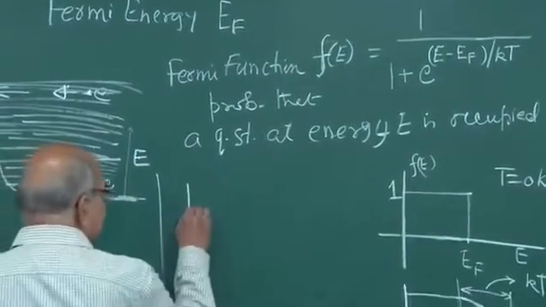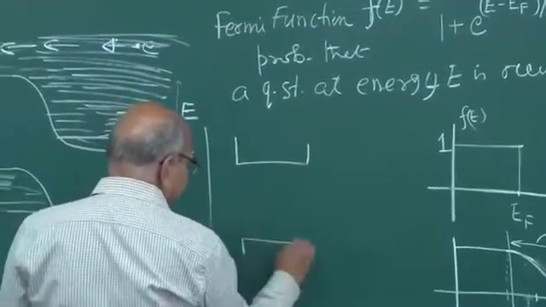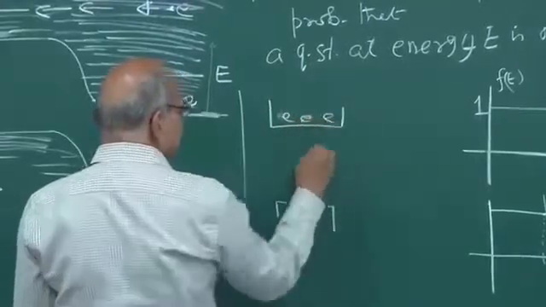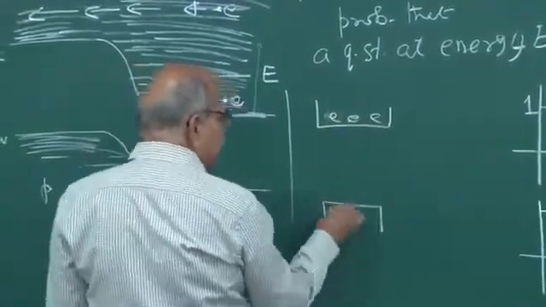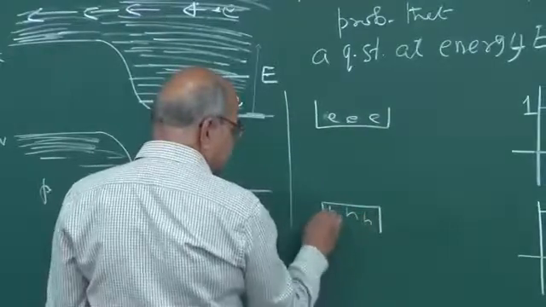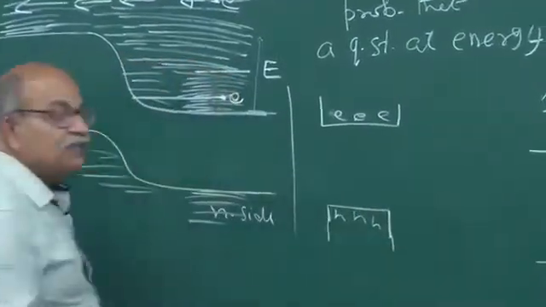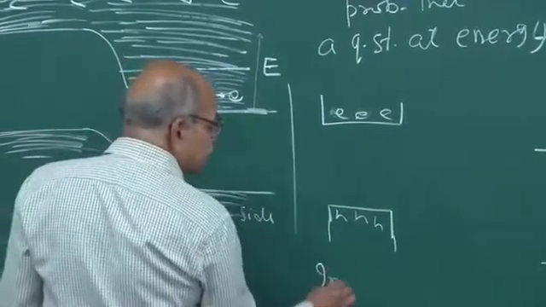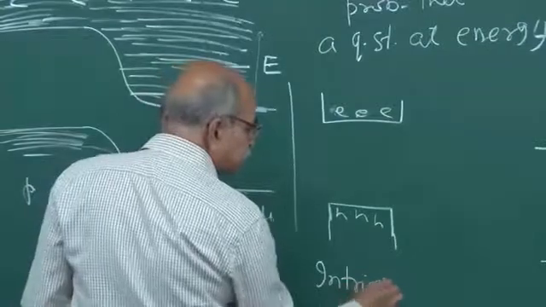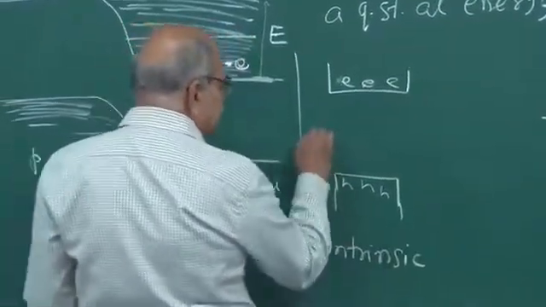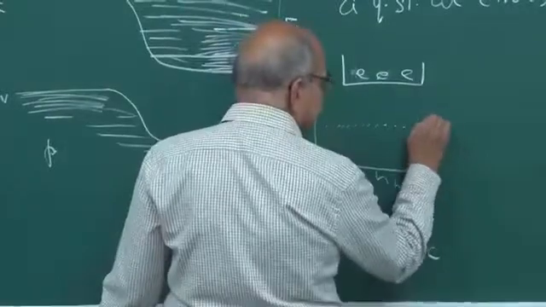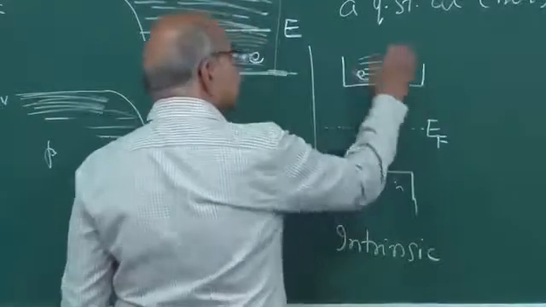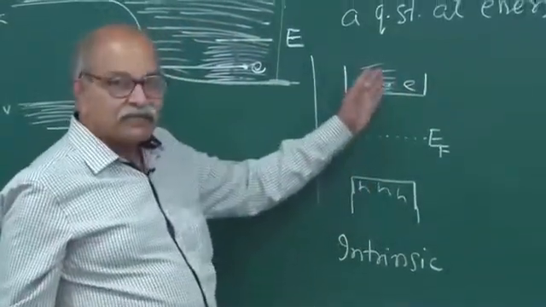So in an intrinsic semiconductor, you have a small number of electrons here, only because of thermal excitation: some electrons jump from there to there, and you have some holes here. Where is the Fermi energy? This is intrinsic, so the Fermi energy is almost at the middle. This is EF. So these quantum states are also far away from here.